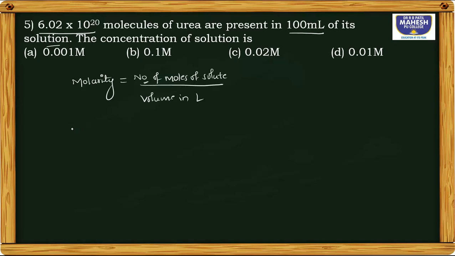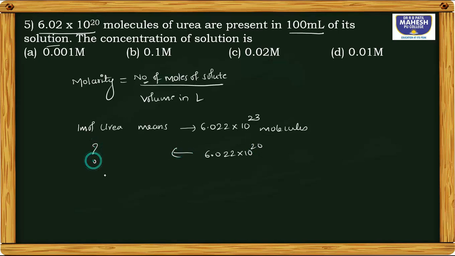No, they have given the number. We know that 1 mole of urea means 6.022 into 10 to the power 23 urea molecules. Then 6.022 into 10 to the power 20 urea molecules means how many moles? Let us do the cross multiplication: 1 into 6.022 into 10 to the power 20 divided by 6.022 into 10 to the power 23. It is nothing but 10 to the power minus 3 moles.